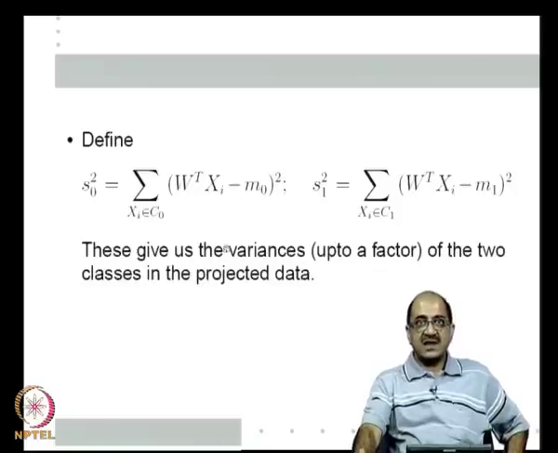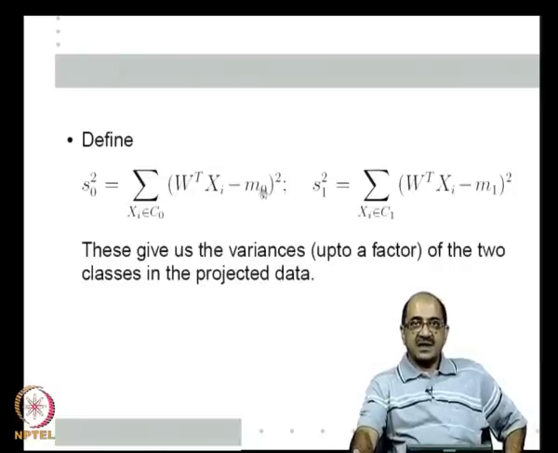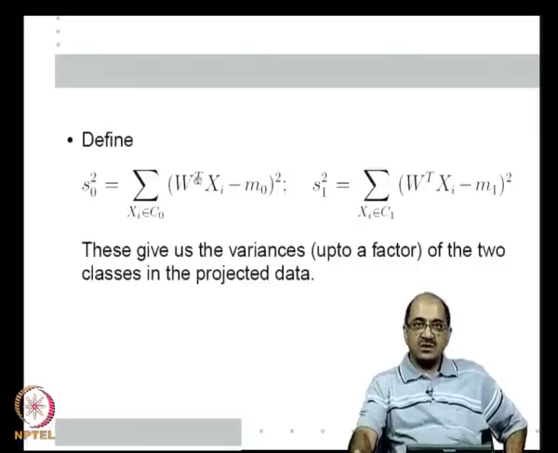So, let us first calculate something that is like variance. Let us define S0 square to be the summation of W transpose xi minus m0 whole square. W transpose xi is the projected data, that is Zi. This is summation over xi belonging to C0, for all xi in C0, where the mean of the projected data is m0.